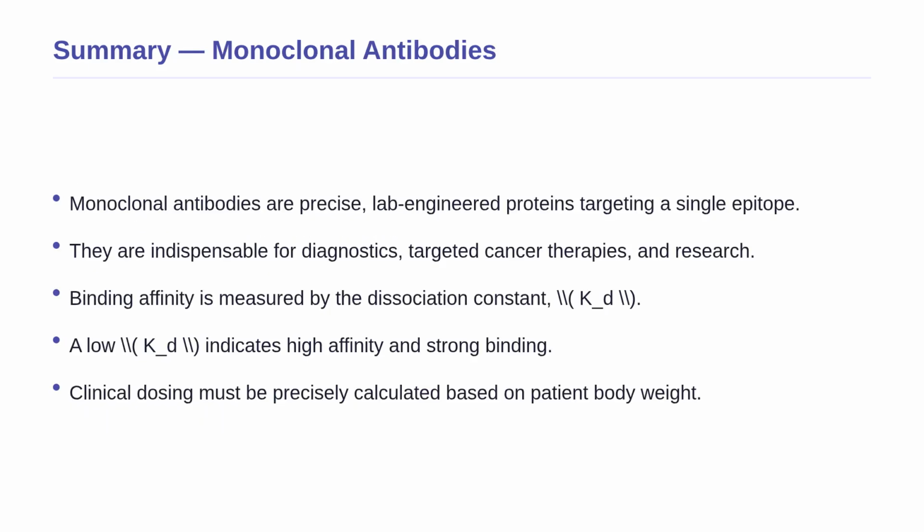We have covered a lot of ground today, so let us review the key takeaways. First, we learned that monoclonal antibodies are incredibly precise, laboratory-engineered proteins designed to act like homing missiles, binding to a single, specific epitope. Second, we saw how this absolute specificity makes them indispensable for everything from rapid pregnancy tests to life-saving cancer therapies. Third, we explored the mathematics of their effectiveness, learning that a low dissociation constant, or K sub d, indicates a very high binding affinity.